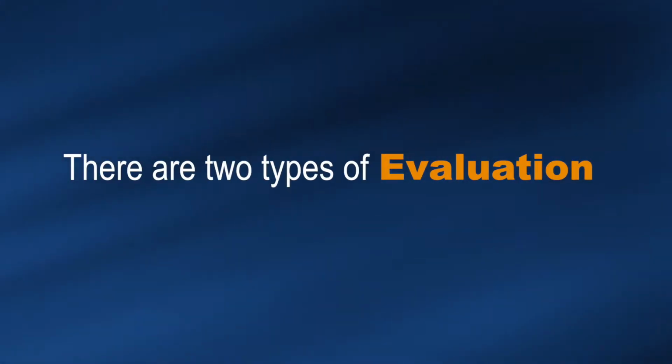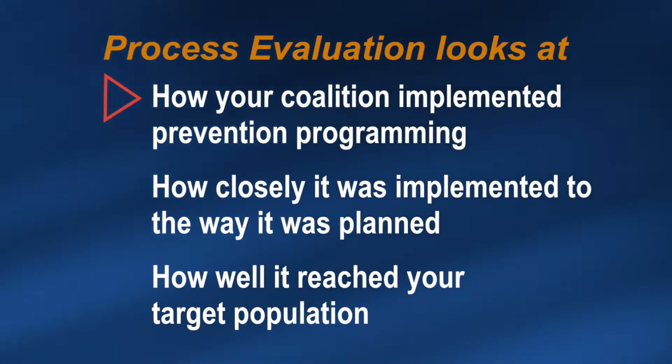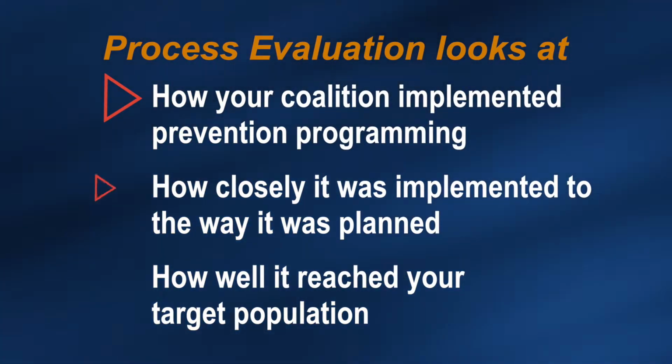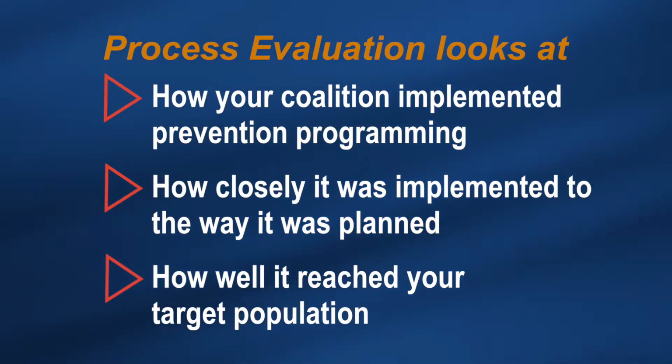There are 2 types of evaluation to consider: process and outcome evaluation. Process evaluation looks at how your coalition implemented prevention programming, how closely it was implemented to the way it was planned, and how well it reached your target population.